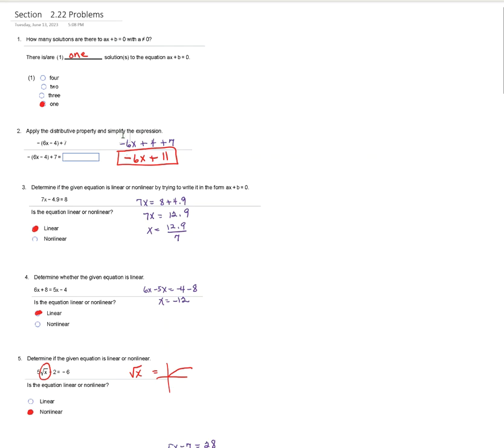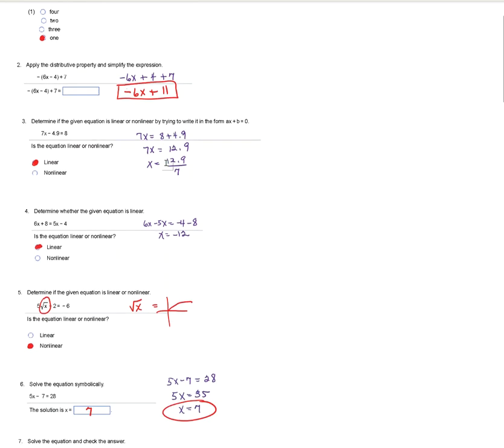Apply the distributive property and simplify the expression. So that means this negative is going to get distributed in here. So we have negative 6x plus 4, and then we have a plus 7. You'll combine the 4 and the 7, and you have negative 6x plus 11.